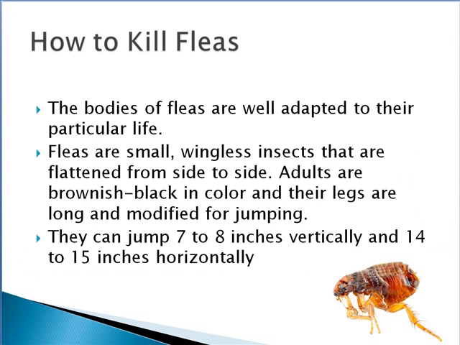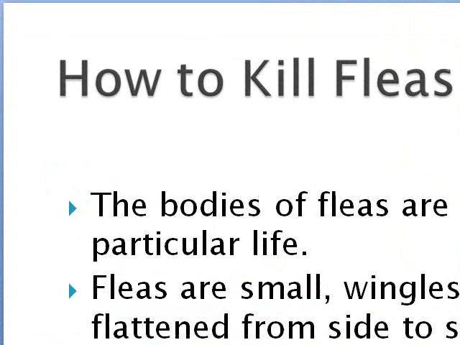The bodies of fleas are well adapted for their particular type of life. They're small wingless insects that are flattened from side to side. Adults are brownish black in color, and their legs are long and modified for jumping. An average flea can jump from 7 to 8 inches vertically and 4 to 15 inches horizontally.